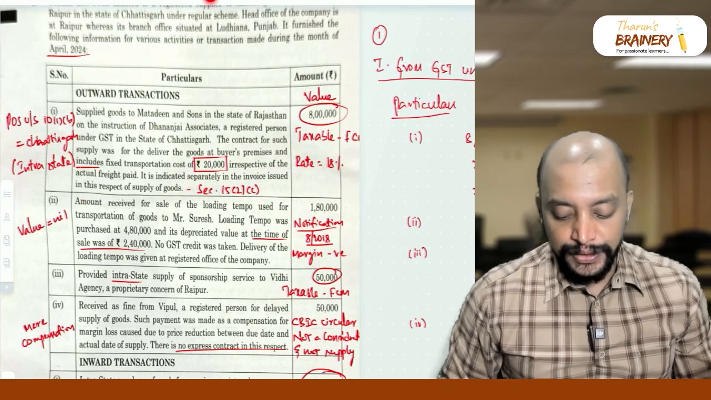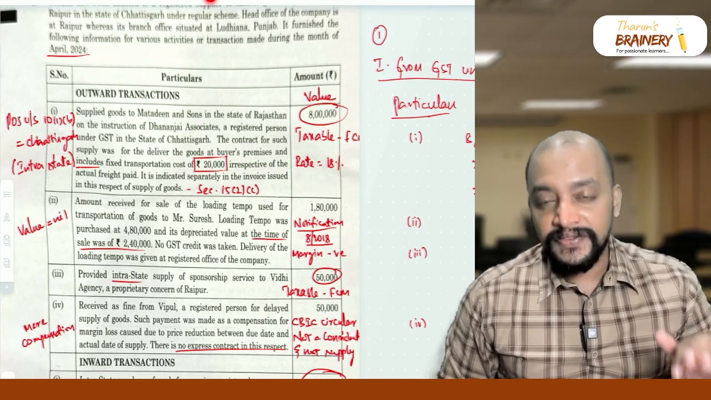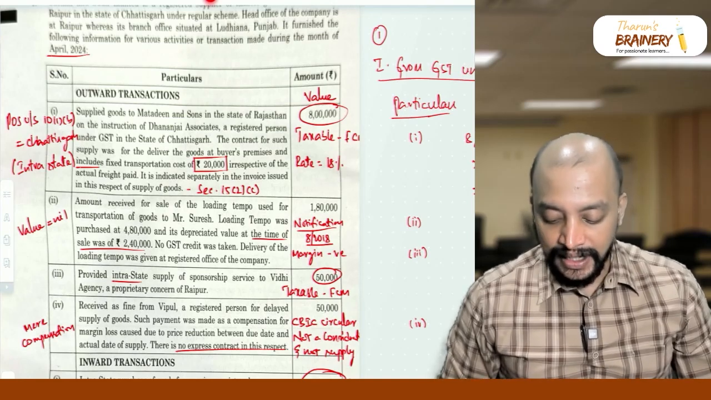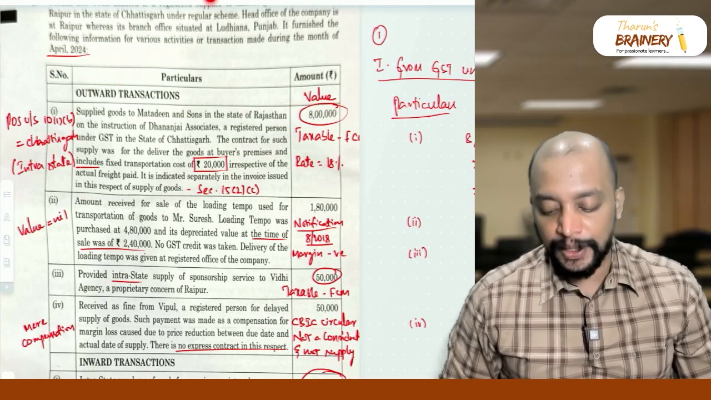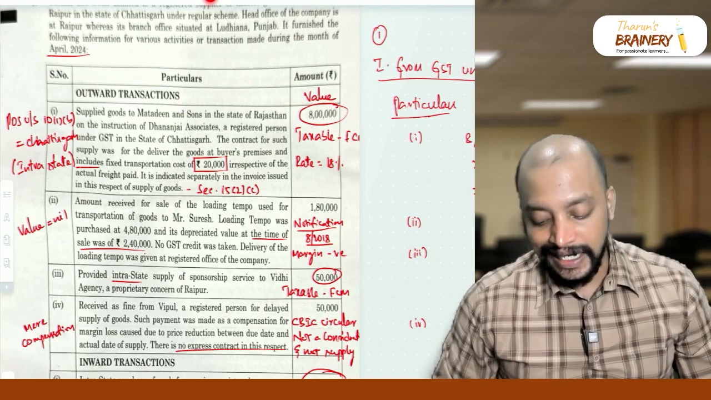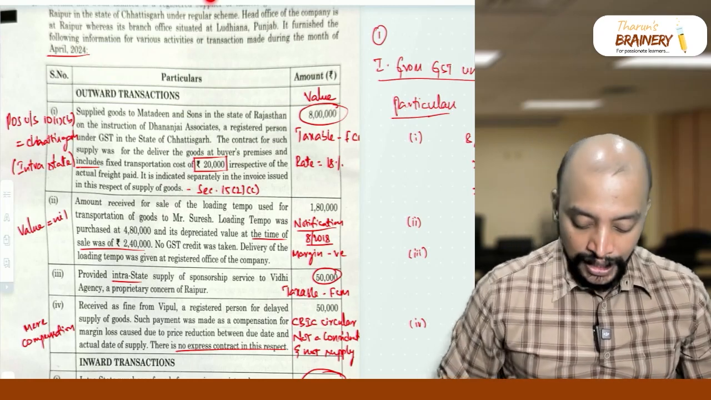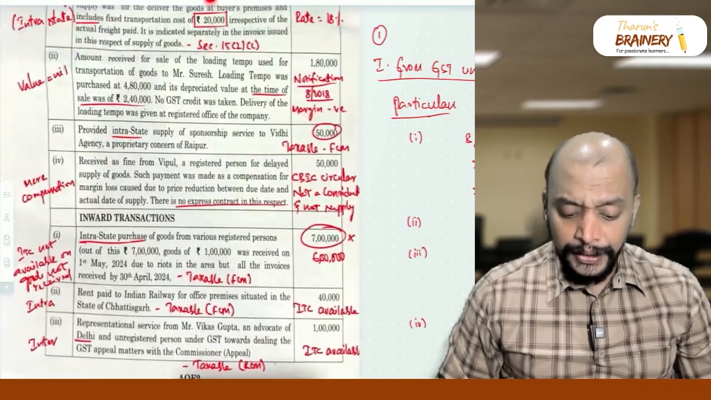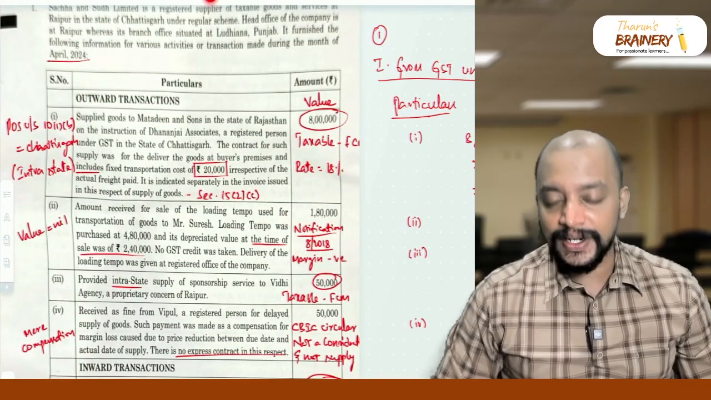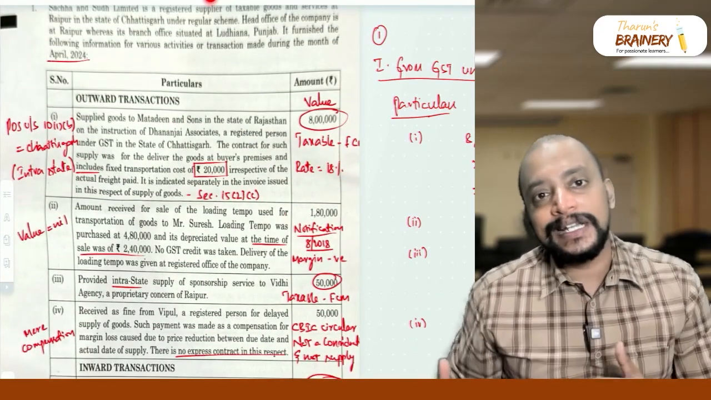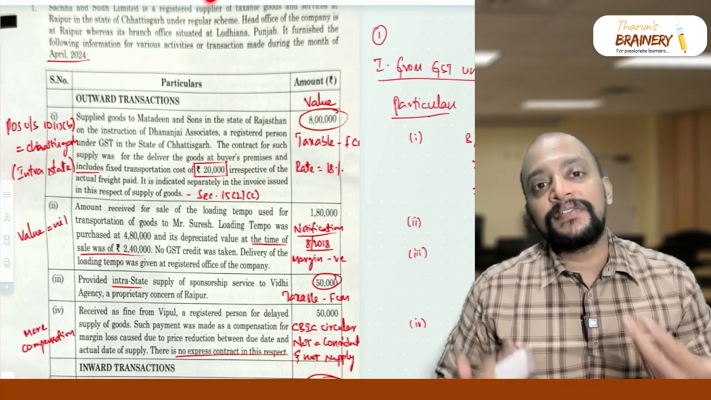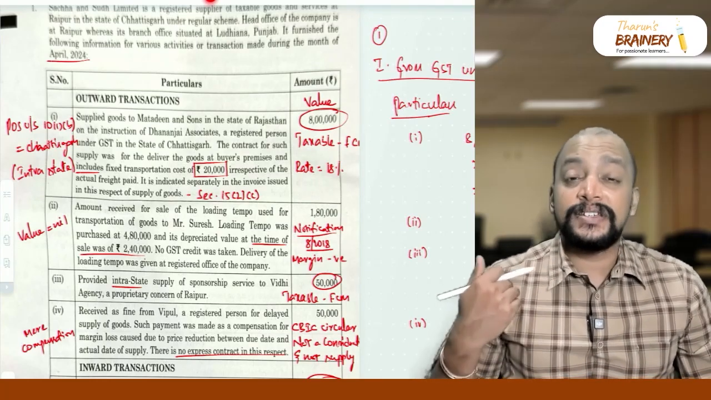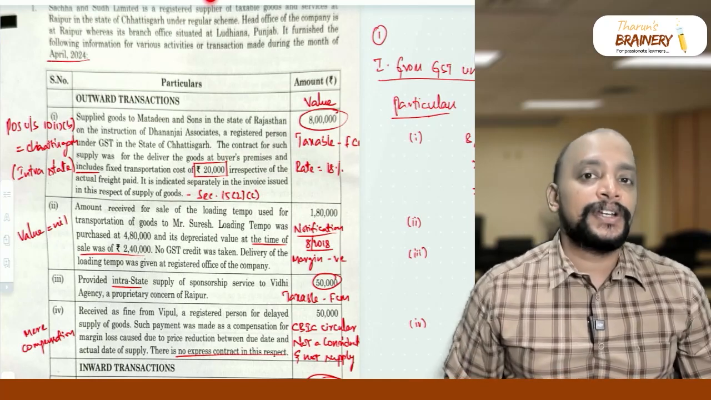The contract for such supply was to deliver at the buyer's premises and includes a fixed transportation cost of 20,000 irrespective of the actual freight. It is indicated separately in the invoice issued in respect of the supply of goods. So we are taking 8 lakhs only as the value, because it is included and we don't have any additional information which says that this 8 lakhs is excluding that 20,000 rupees. They may be charging it separately, but usually the contract value will include this. It is to be included and in the given price it is already included, so further inclusion does not arise.